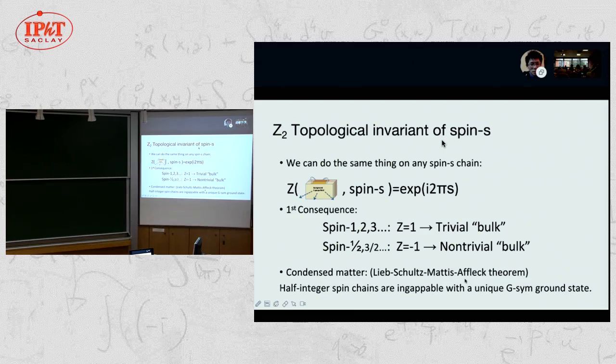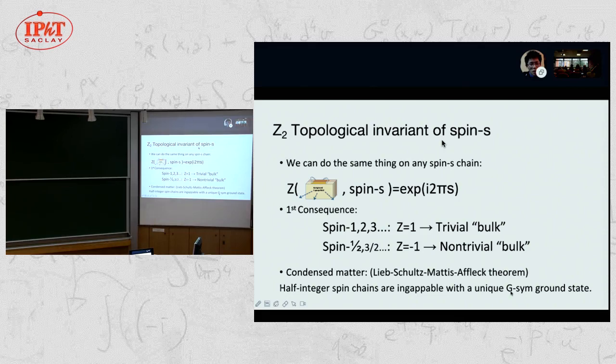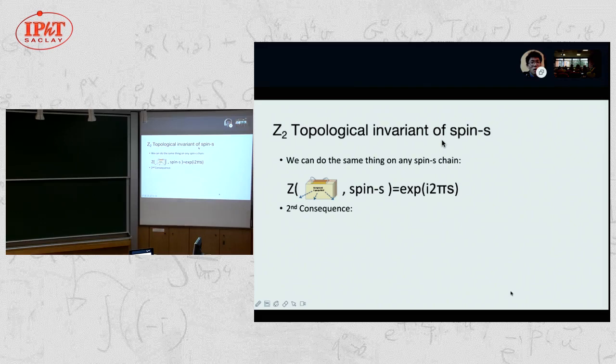Actually, it is the famous theorem obtained by Affleck that half-integer spin chains are ingappable with a unique ground state respecting this G, or the spin rotation symmetry and the translation symmetry. Of course, this Lieb-Schultz-Mattis-Affleck theorem is also related with the Haldane conjecture. Let's see the second consequence.